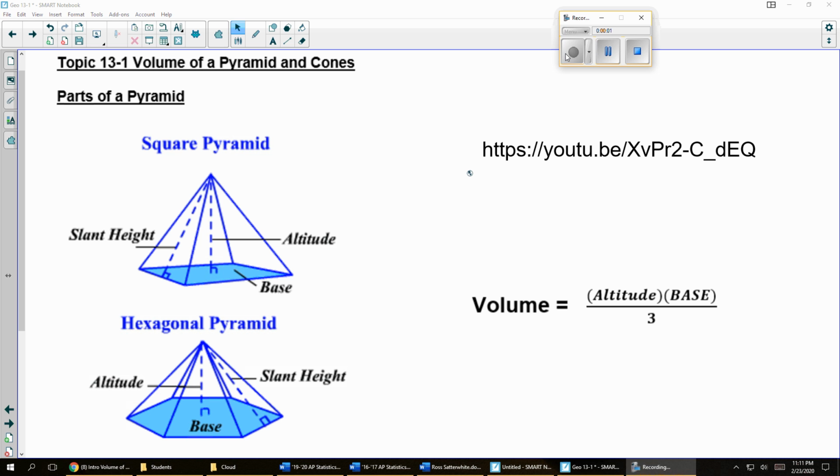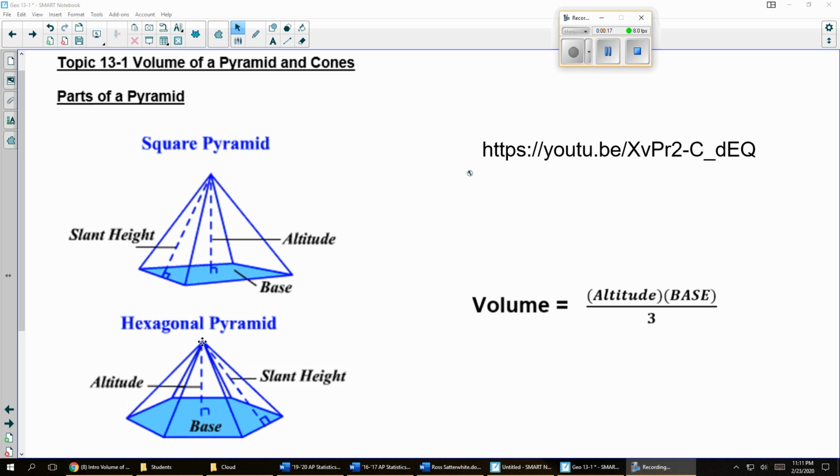So now that you have seen that relationship, we can look at the parts of the pyramid and the formulas for that. So we could have a square pyramid, where the base is a square, or a hexagonal pyramid where the base is a hexagon.